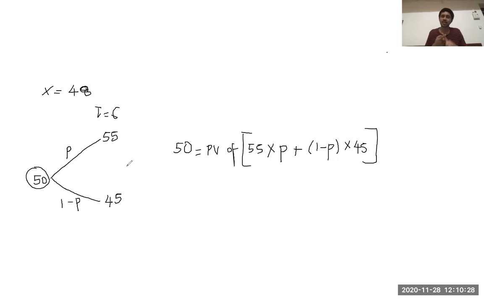Whether he's investing in a bond, a share, an option, or any other instrument, house property, anything, he only needs his required rate of return to be the risk-free rate. The risk-free rate, I think in our example, was 5% per annum.